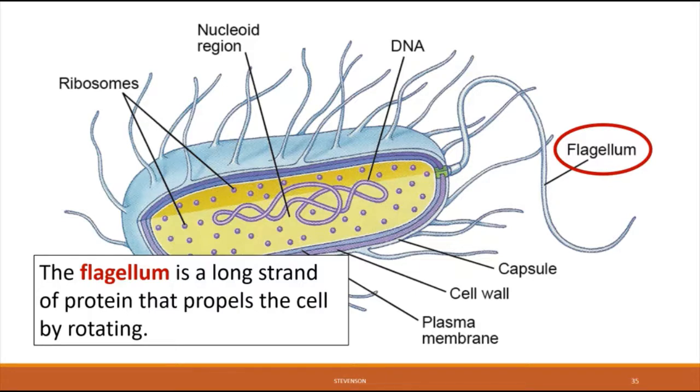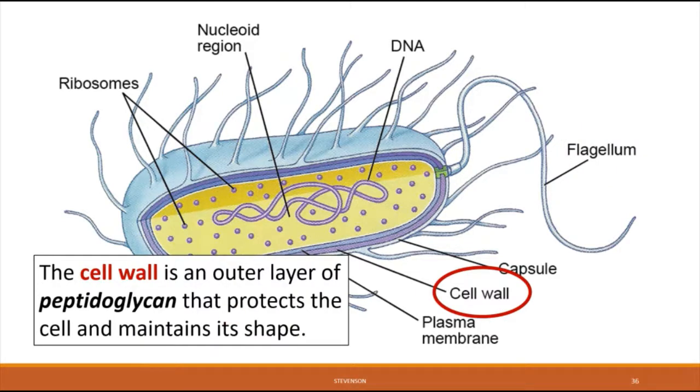Prokaryotic cells also have something called a cell wall, and a cell wall is a layer located outside of the cell membrane that is used for extra protection and maintenance of the cell's shape. This layer is made up of a material called peptidoglycan.